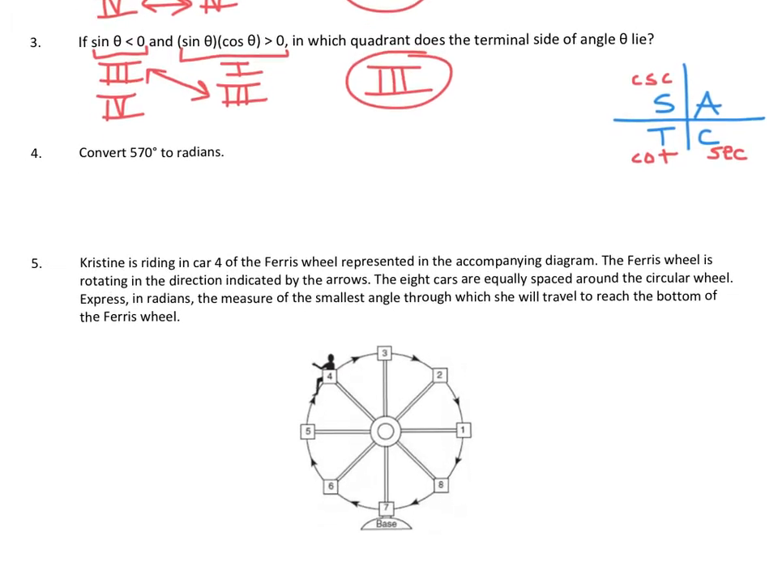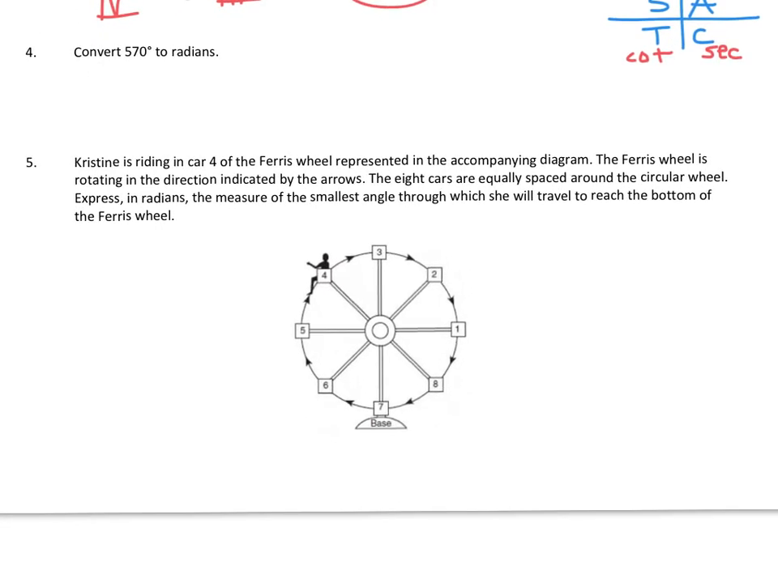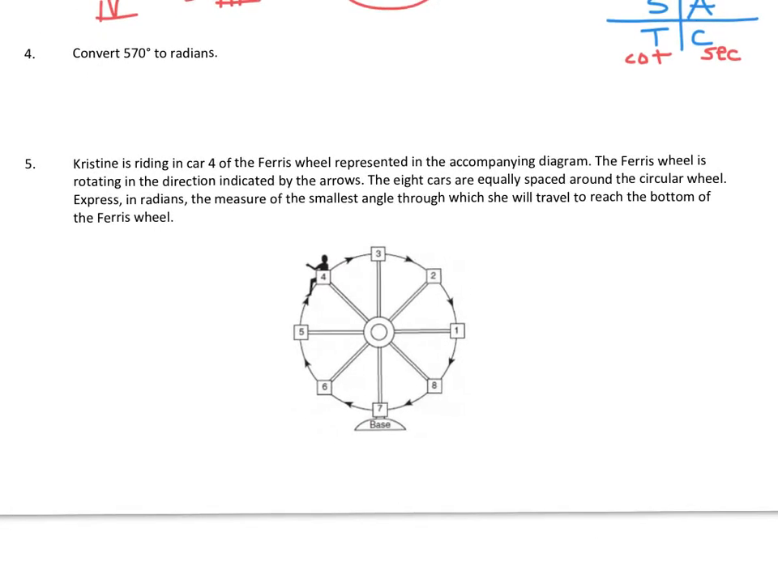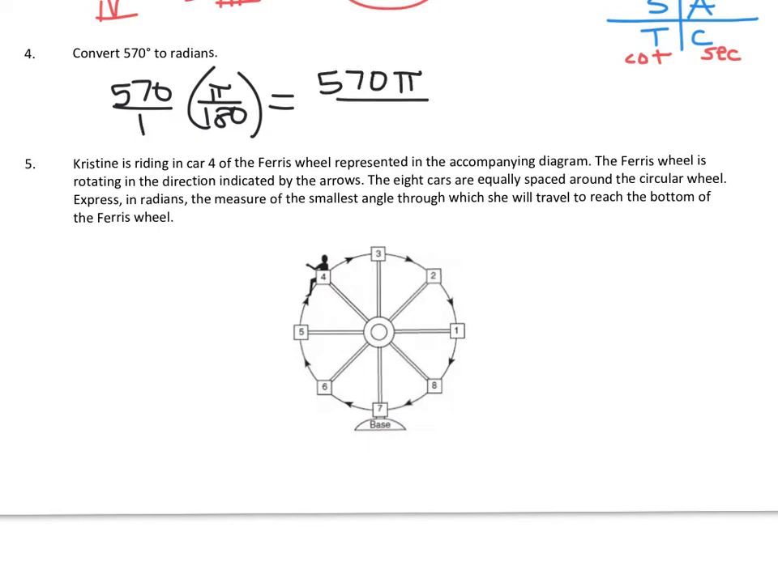Okay, number 5. Convert 570 degrees to radians. All right, so to convert from degrees to radians, all we do is multiply by pi over 180. All right, I'm going to put this over 1. So if we multiply straight across, 570 times pi is 570 pi. And then 1 times 180 is 180. Now we're going to leave it in terms of pi. The only time you don't leave it in terms of pi is if they say to round to the nearest, whatever, like 10, 100th, whatever it is.